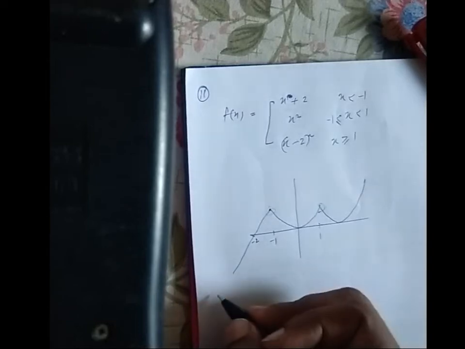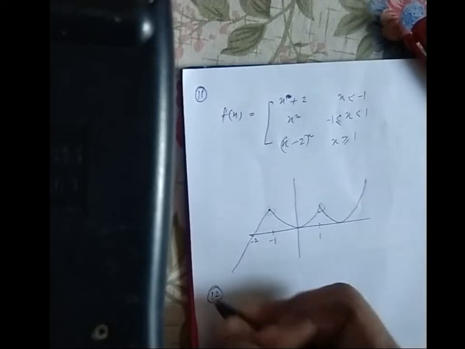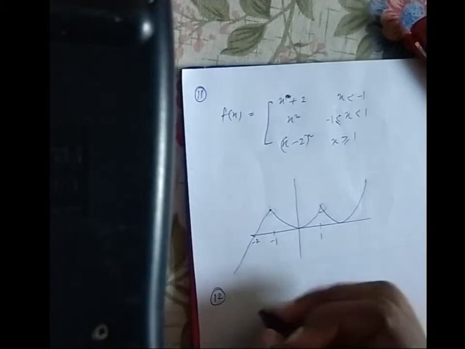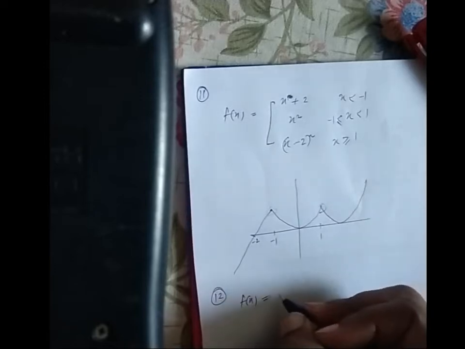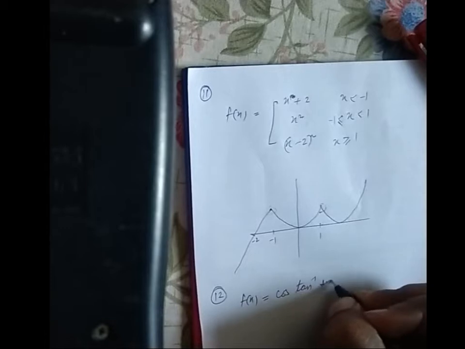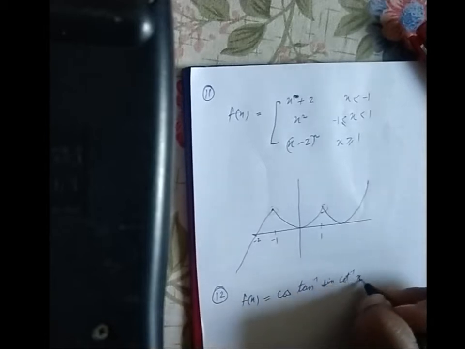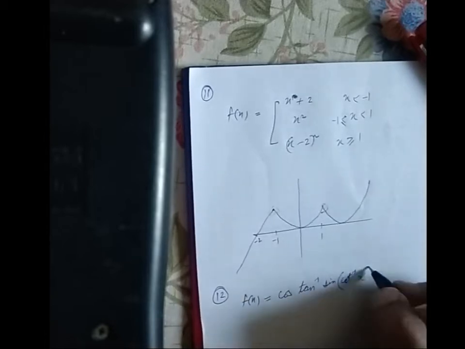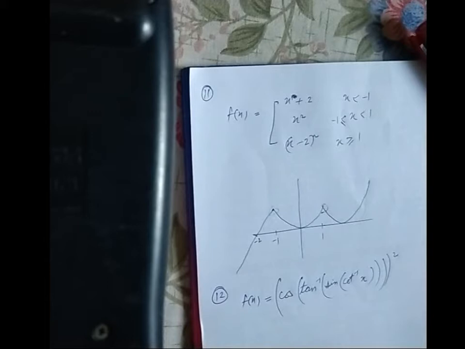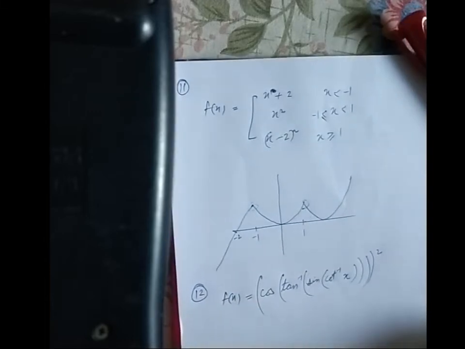Okay, moving on to the next question, question number 12. So question number 12 says we've given a function f(x) is equal to cos of tan inverse sine cot inverse x, cos square. Okay, so let's simplify this a little bit.